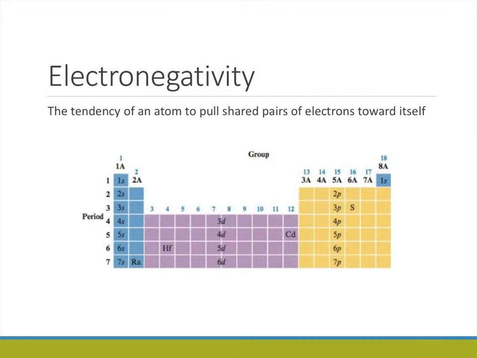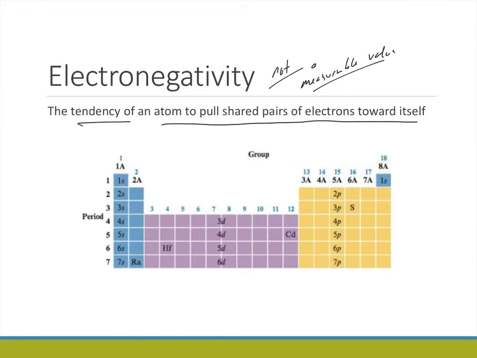Electronegativity is not talked about in this chapter per se. However, I'm going to introduce it because this makes sense to introduce a periodic trend in with the periodic trends. Electronegativity is the tendency of an atom to pull shared pairs of electrons towards itself. Now, this is not a measurable value. This is a calculated value based on ionization energy and electron affinity and size and a whole bunch of other things. The point is, it does have a periodic trend.